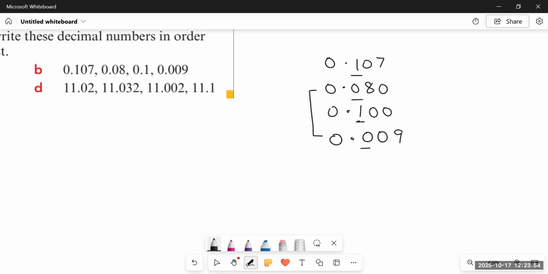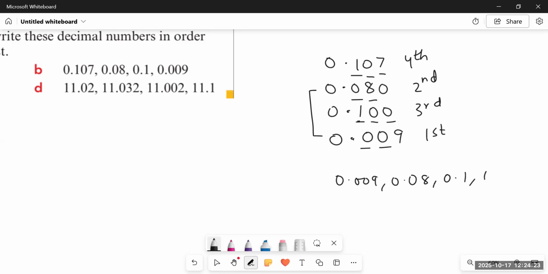Okay, so we'll compare 0.080 with 0.009. Here it's 8 and here it's 0. So this one would be the first one and this one would become second. Then we will compare the rest of the two, 0.107 and 0.100. So it would be 0, 0 same and then 7 and 0. 0 is smaller, so this would come third and this would be the fourth one. So the answer would be 0.009, 0.08, 0.1 and 0.107.